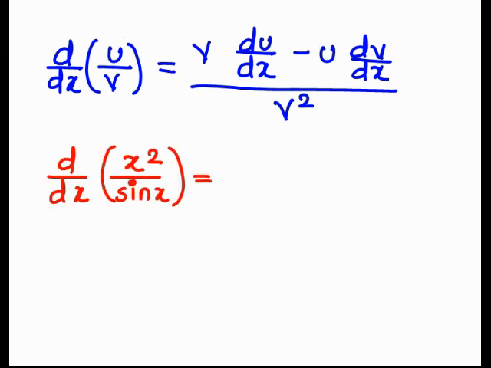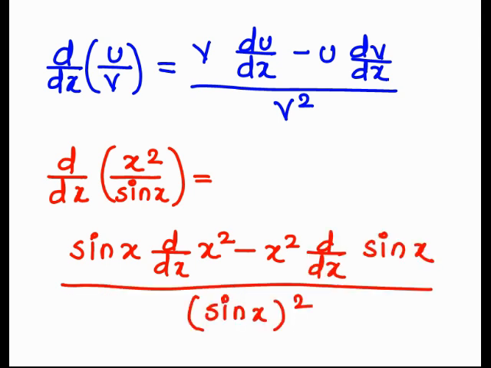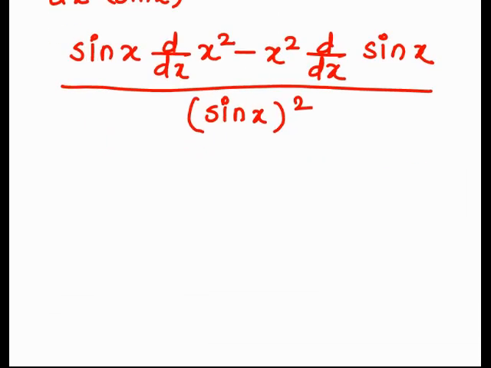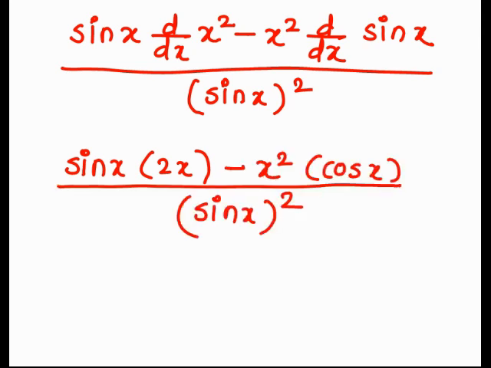Derivative of x square upon sin x. First of all we take sin x outside, derivative of x square, minus, now we take x square outside, derivative of sin x, divided by the denominator square, that is sin x square. So we get derivative of x square is 2x and derivative of sin x is cos x, divided by sin x square. So you understand how to apply this property.